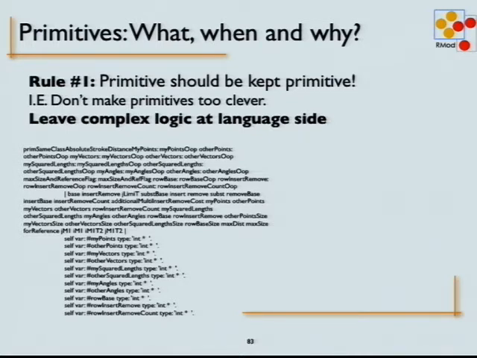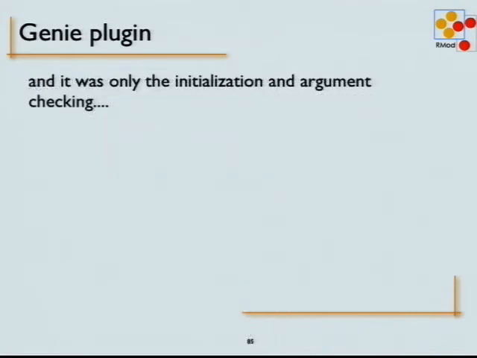For example, there is a well-known Genie plugin. Its name speaks for itself. So only a genius could actually read the code and understand what it does. So here's the source code. If you browse the Genie plugin in your image, there is only one primitive, and you can check its source code. Here's the start of the source code. Here it continues. And it was only initialization and argument checking. So don't make such primitives.